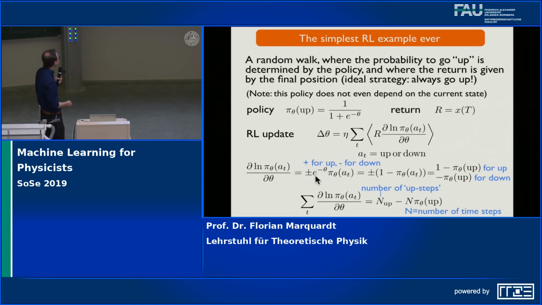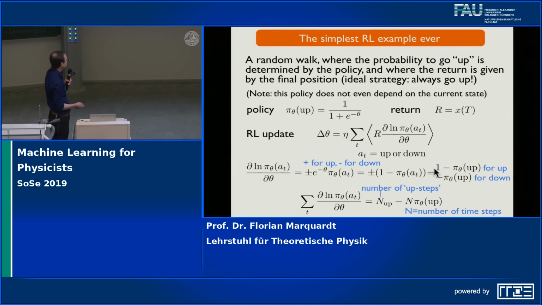So here you find the formula looks like this. I can re-express it in terms of the probability itself. That's because the derivatives here are super simple. And the plus sign is relevant if a equals up, and the minus sign applies if a equals down. This is just a very simple exercise. And then just by looking at this formula, you can simplify it a little bit. You find it's just plus minus 1 minus the probability itself. Okay?